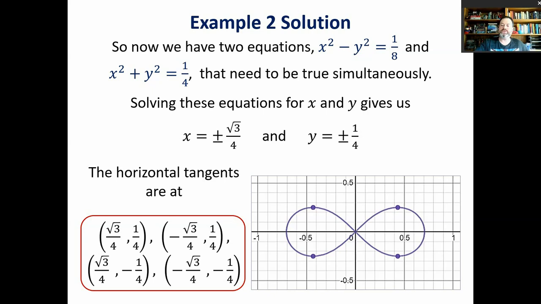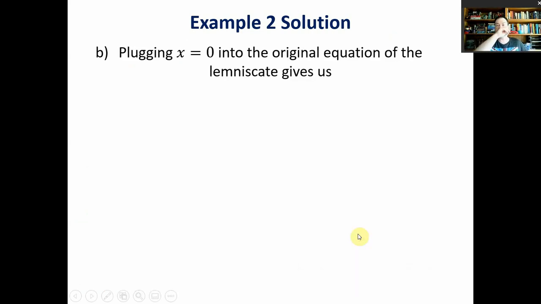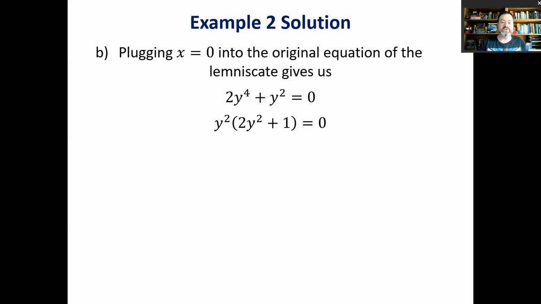Let's do part B. What's going on here where x equals 0? Let's find out. So let's see if the equation of the original lemniscate gives us enough information. So we plug in x equals 0. When you plug that into the original equation, you get this horrible thing: 2y to the 4th plus y squared equals 0. I simplified this. This is not a direct substitution. I plugged it in, rearranged it, made it look nice because I want to factor it. Well, I can factor out a y squared.